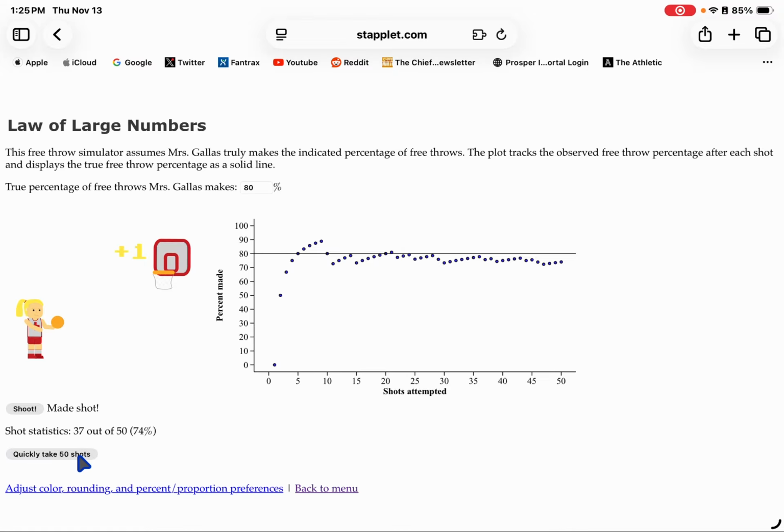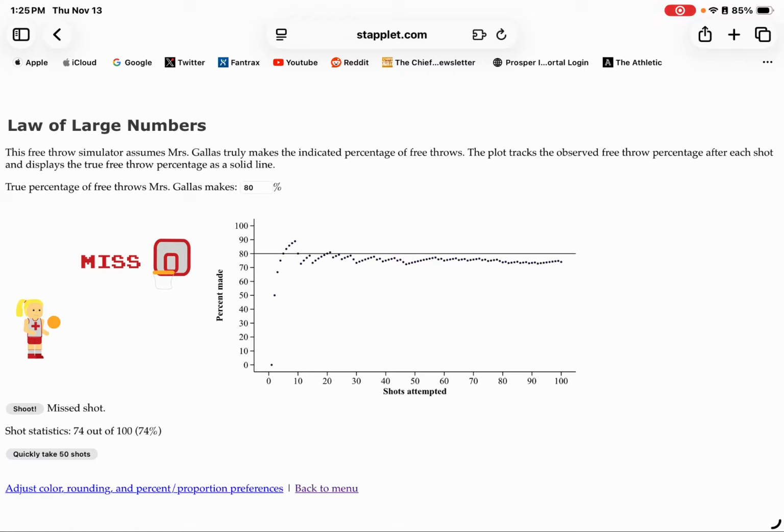If I take 50 shots quickly, I'm still at 74%, which might show that it's not guaranteed out of 100 shots that I'm going to hit 80, right? And that's one of the common myths you'll see with probabilities, that 80% probability does not mean that 100 free throws will always result in exactly 80 made. Does not mean that.